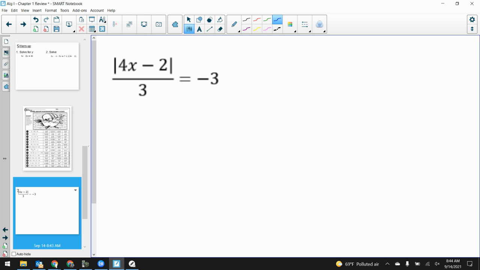All right. So for number 8, the first thing I have to do is get the absolute value completely isolated. What gets the absolute value completely alone? Multiplying by 3. Very good. Because the denominator of the fraction is divided by 3, so I need to multiply by 3 over to the other side to get it to be completely alone. So that means I've got |4x minus 2| is equal to negative 9.